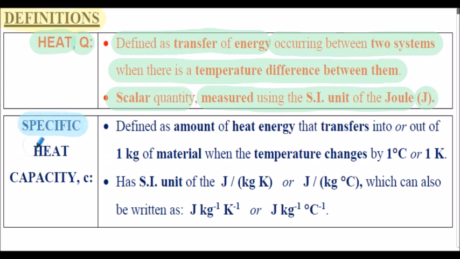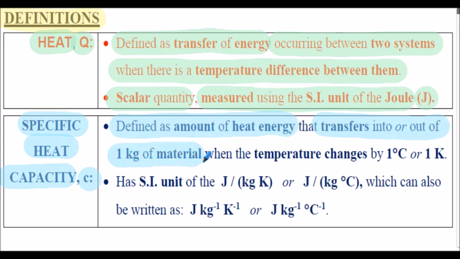Specific heat capacity, usually given the symbol C, is defined as the amount of heat energy that transfers into or out of 1 kilogram of material when the temperature changes by 1 degree C or 1 K.